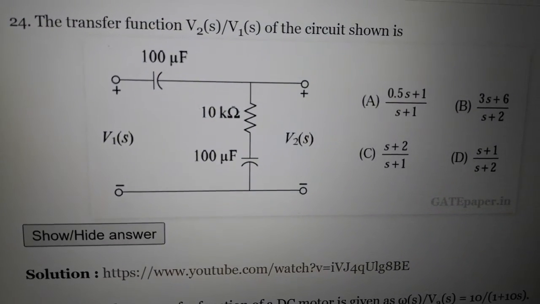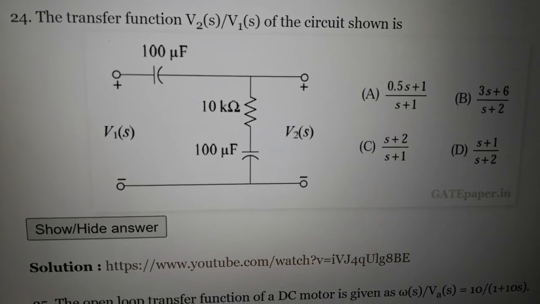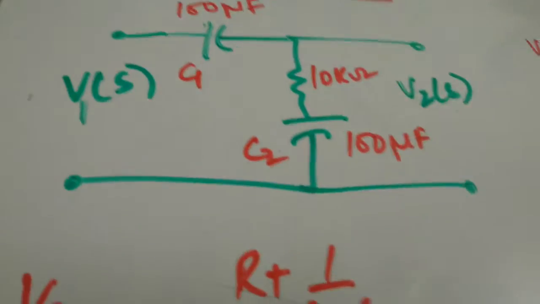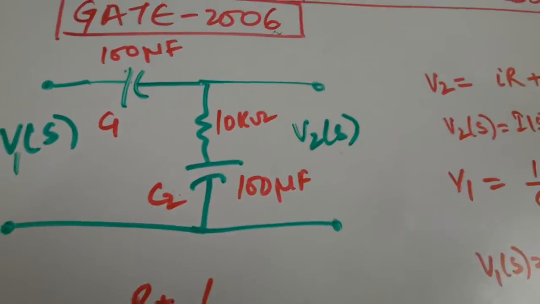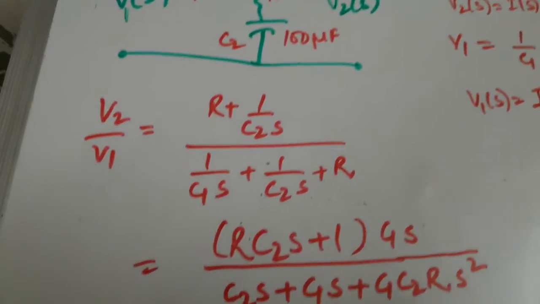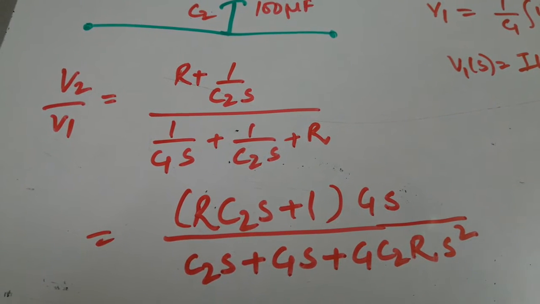So this one is our next numerical. The transfer function V2 by V1 of the circuit shown in this will be what from these options? Again we are going to perform the same thing. I have drawn the circuit here, and I will be calculating the V2 upon V1 transfer function. So V2 by V1 will come out to be this one after solving it, right?